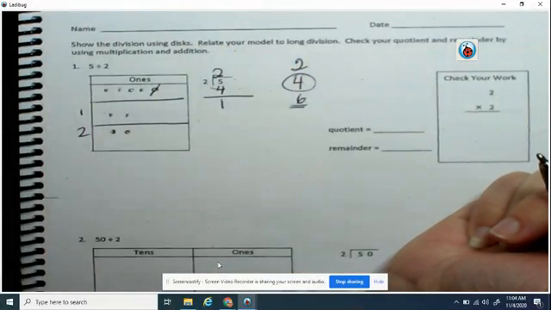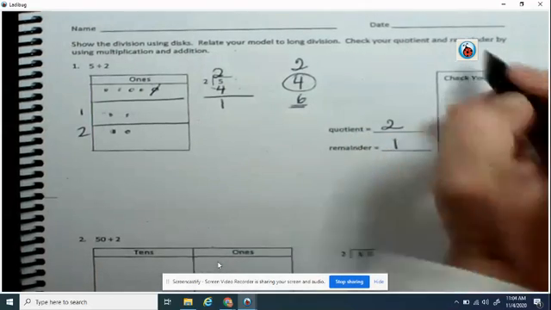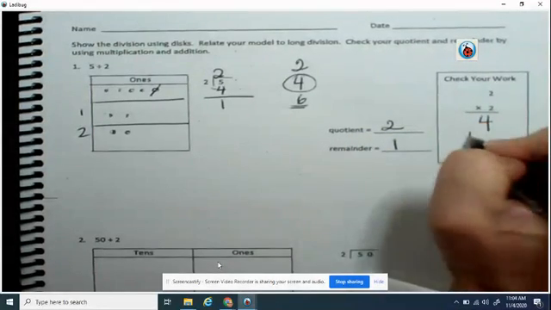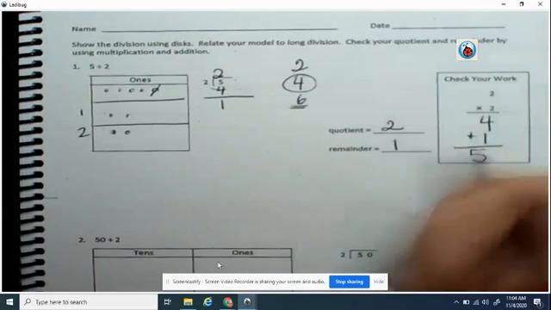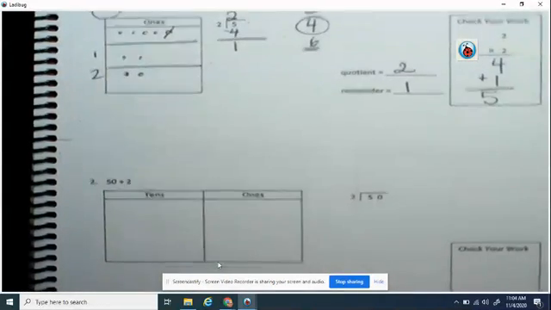Okay? So my quotient is 2, the remainder is 1. 2 times 2 is 4, plus my remainder of 1 gives me 5, and I'm right back to my 5 where I started. So I know I did that correctly. Now we're ready to do 50.